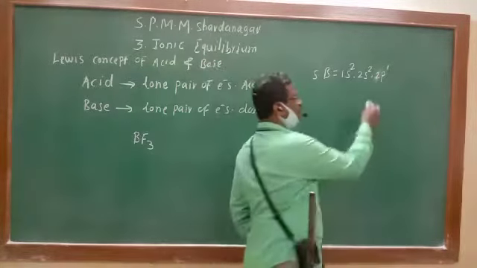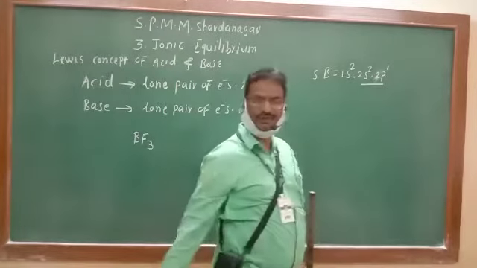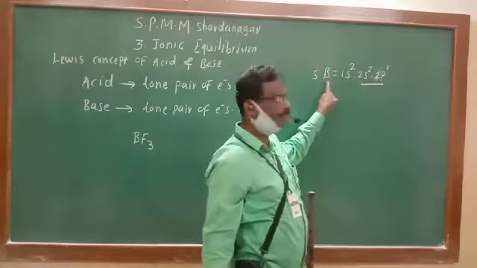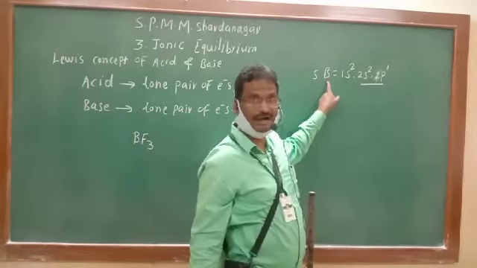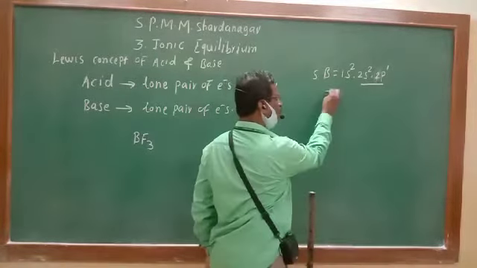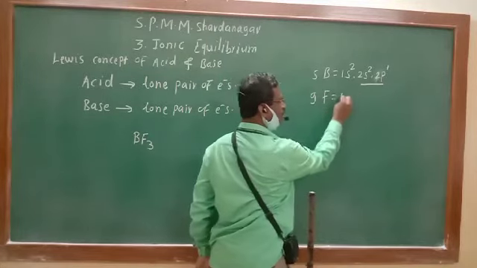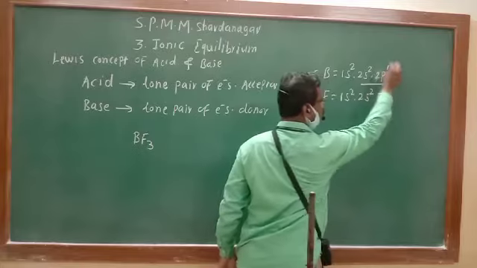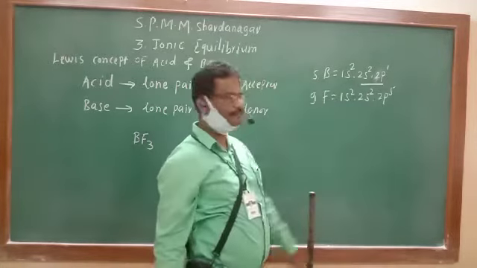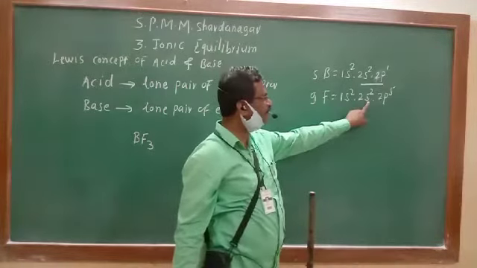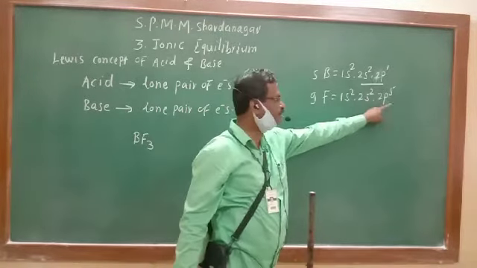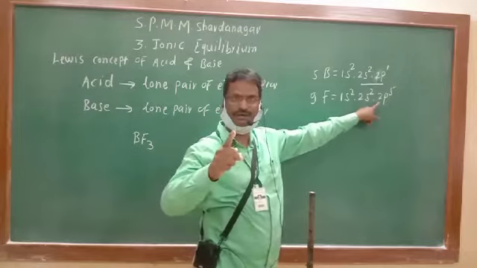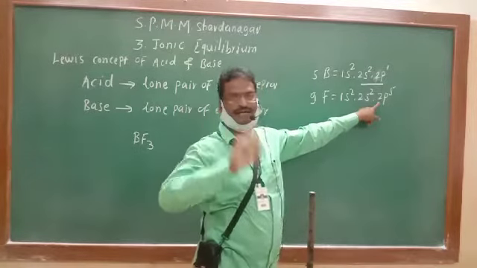So how many electrons are there in the outermost valence shell? There are 3 electrons present. For boron, there are 3 unpaired electrons present. For the fluorine atom, atomic number 9, the electronic configuration is 1s2, 2s2, 2p5. How many unpaired electrons are there? Total electrons in the outer shell are 7. Out of that, 1 electron is unpaired, which can be shared for bonding.